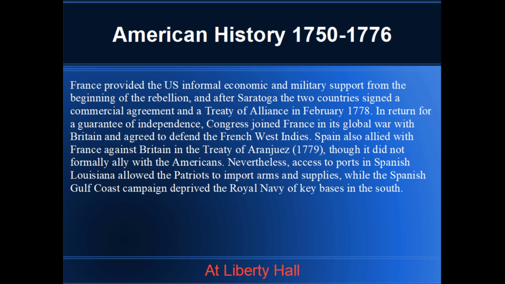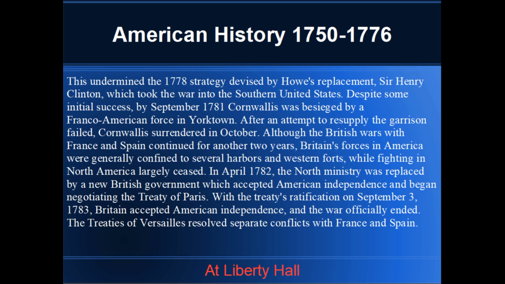Nevertheless, access to ports in Spanish Louisiana allowed the Patriots to import arms and supplies, while the Spanish Gulf Coast campaign deprived the Royal Navy of key bases in the South. This undermined the 1778 strategy devised by Howe's replacement, Sir Henry Clinton, which took the war into the southern United States. Despite some initial success, by September 1781, Cornwallis was besieged by a Franco-American force in Yorktown. After an attempt to resupply the garrison failed, Cornwallis surrendered in October.